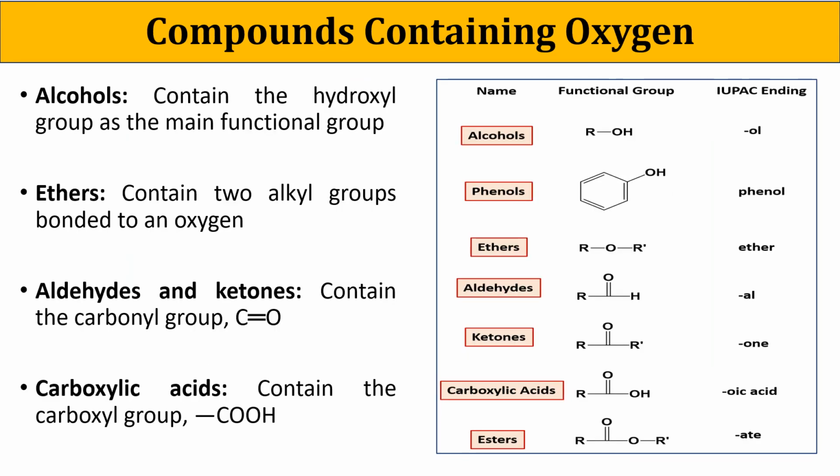Compounds containing oxygen. Many organic compounds contain oxygen atoms bonded to alkyl groups. The major classes of oxygen containing compounds are alcohols, ethers, ketones, aldehydes, carboxylic acids, and acid derivatives. Alcohols contain the hydroxyl group as the main functional group. Ethers contain two alkyl groups bonded to an oxygen. Aldehydes and ketones contain a carbonyl group and carboxylic acids contain a carboxyl group. Let's look at each one in detail.